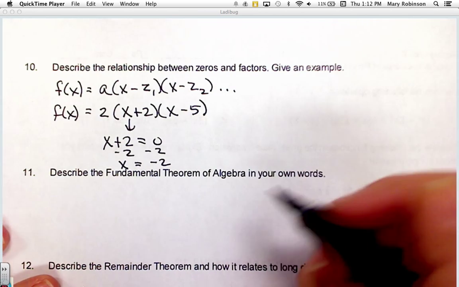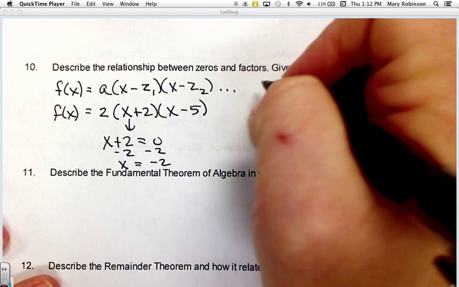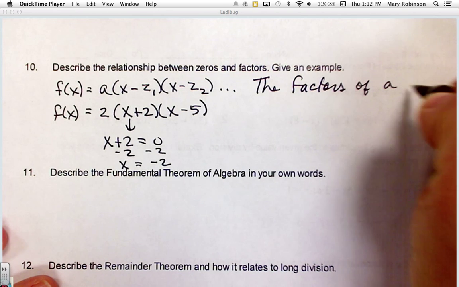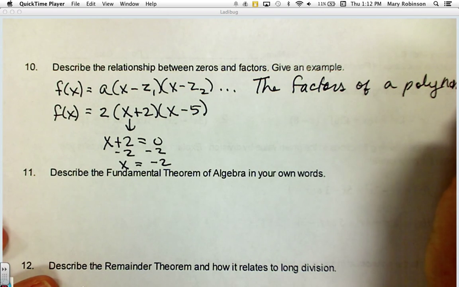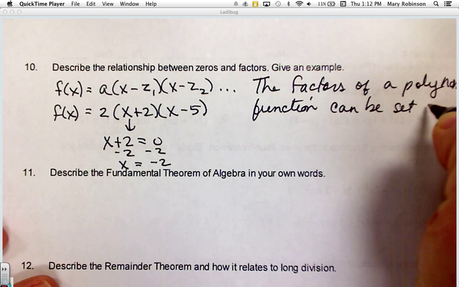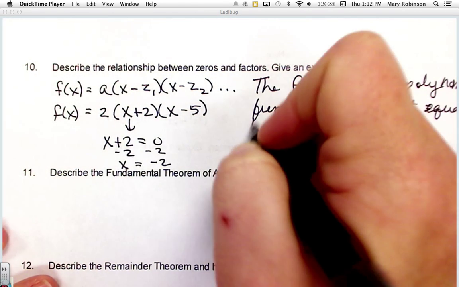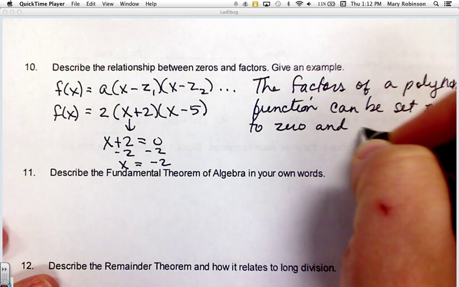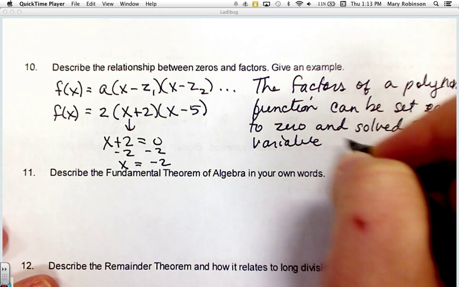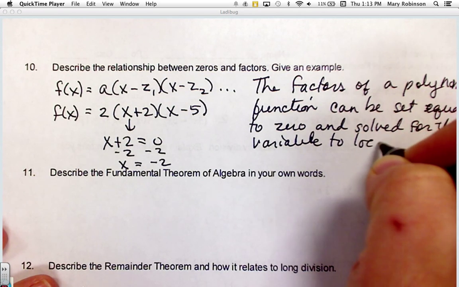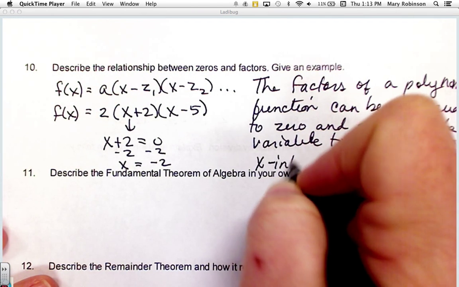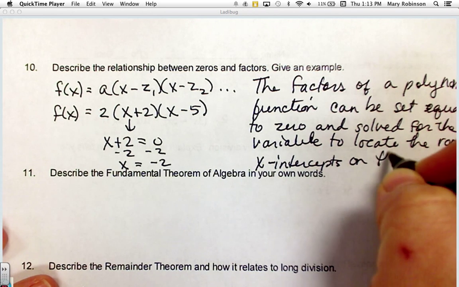So to describe the relationship here, we would state that the factors of a polynomial function can be set equal to 0 and solved for the variable to locate the roots or the x-intercepts on the graph of the polynomial function.